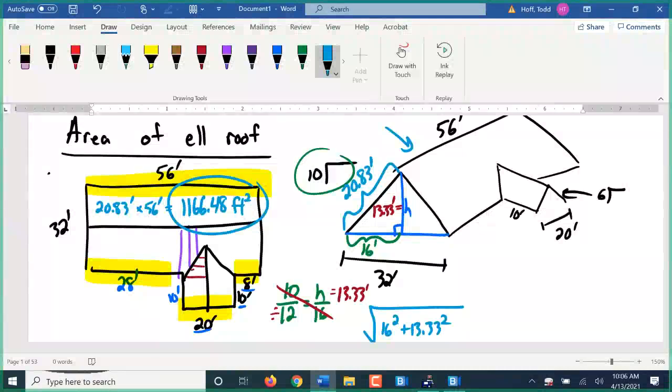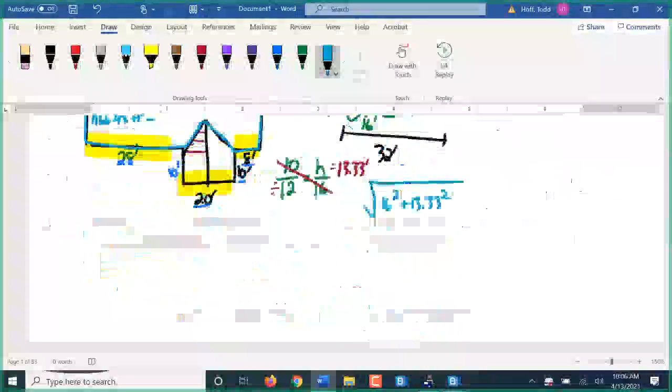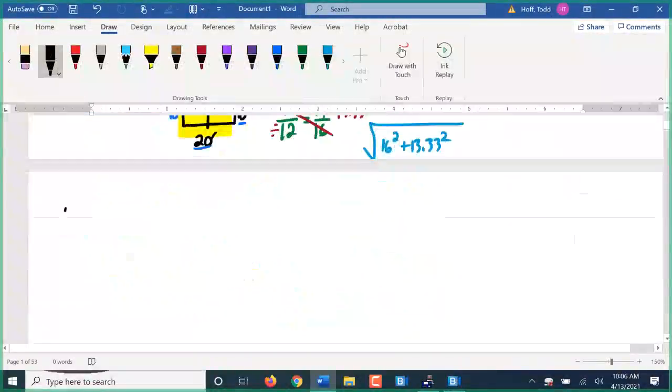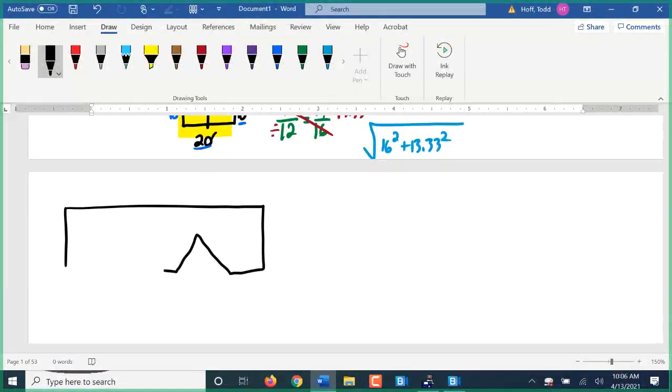Now, the other side over here, this roof plane, is really close to that. It's 1166.48 minus whatever is covered up by this, the L roof coming tied into that. How do we find that area? So what I'm asking here is, when we're looking at this roof section, you have this piece here that's covered up by the L roof. How do we find the area of that piece?